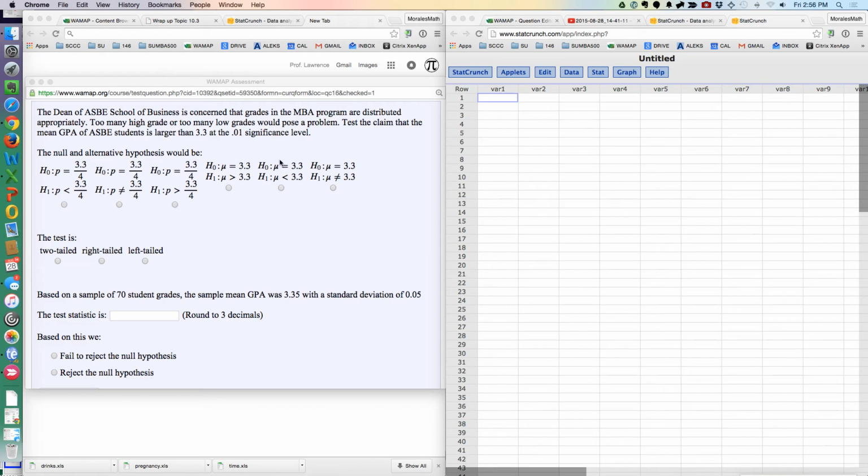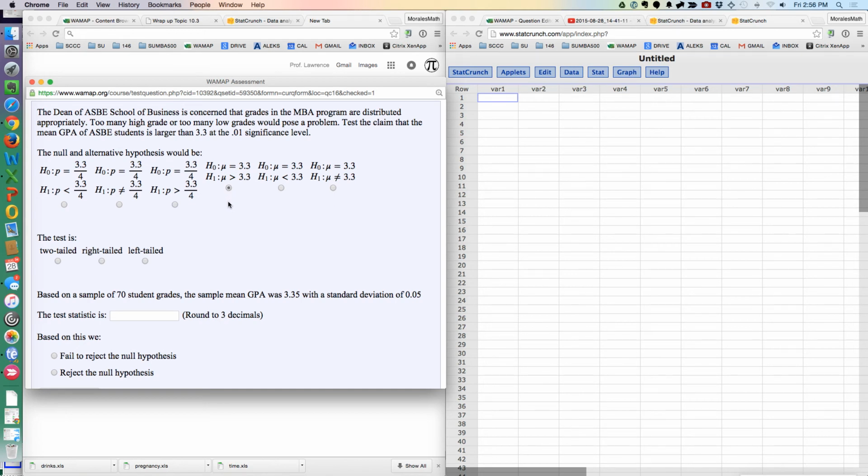Of course, the first hypothesis, the null hypothesis, would say that the mean is simply 3.3. And then the alternative, in this case, is based on the fact that we're checking to see if the mean GPA is larger than 3.3. So the one we want here is going to say that the mean is greater than 3.3. So we'll check that one.